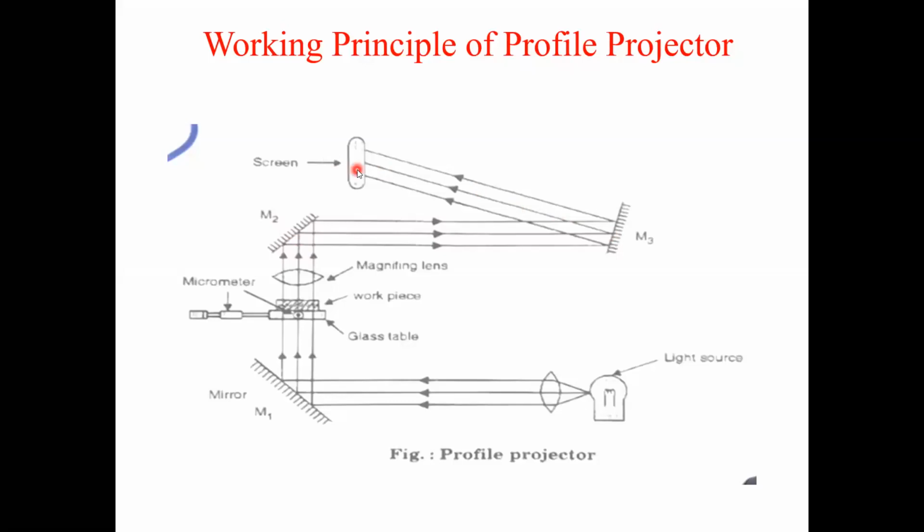So here, by using different components, mirrors and lenses, the image of the object is magnified, and the magnified image is simply projected onto the screen. This is the enlarged size, magnified up to 100 times, at the maximum 1000 times. In that case, you can clearly visualize the features.